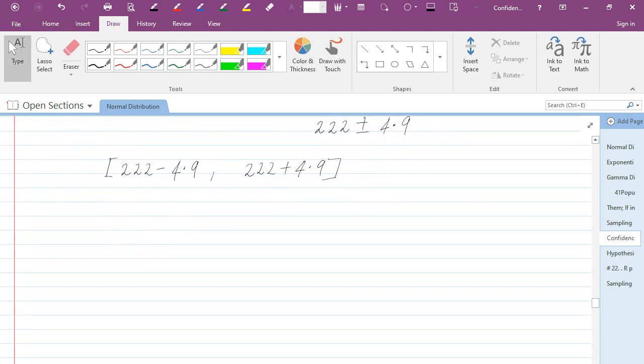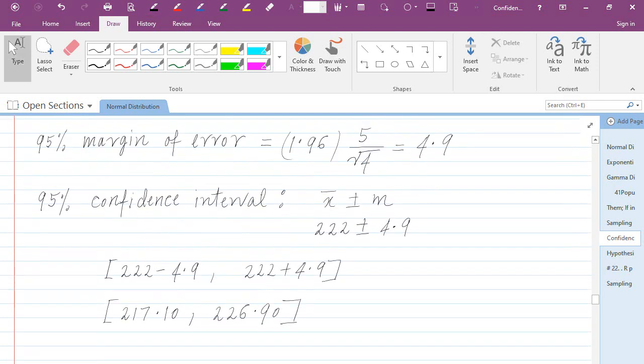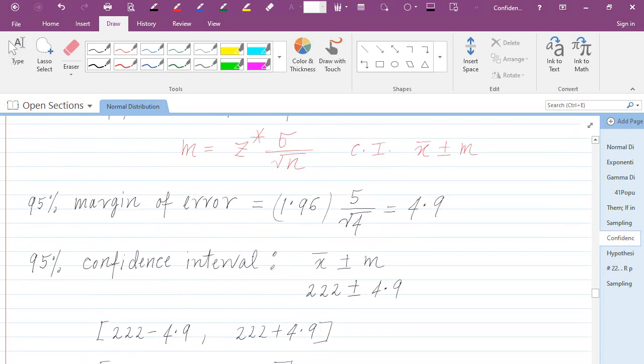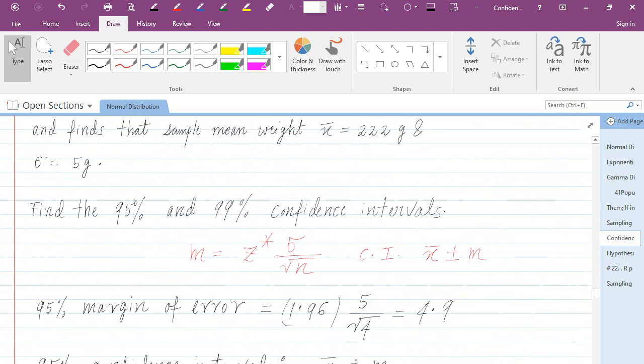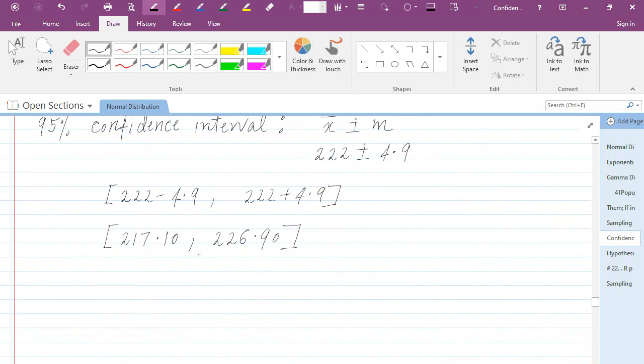And this is going to be the range from 217.10 to 226.90. So this is our 95% confidence interval. Notice that if the claim is that the mean weight of the bags is 227, then our 95% confidence interval doesn't contain the population mean in this case.